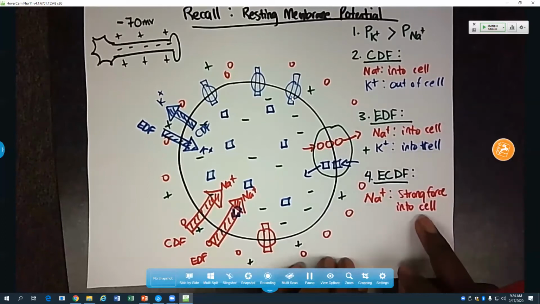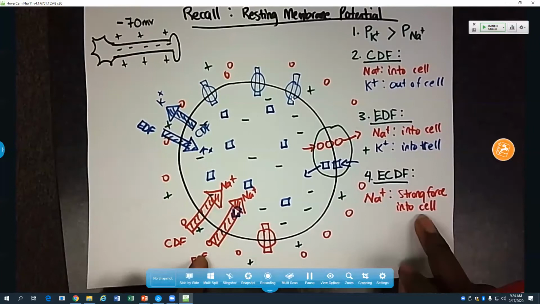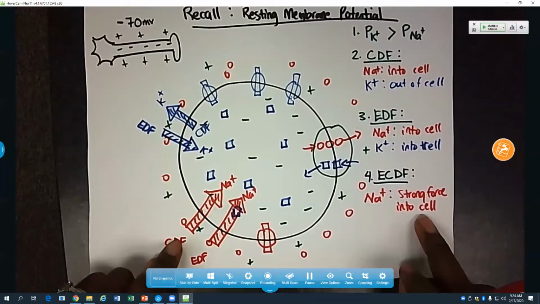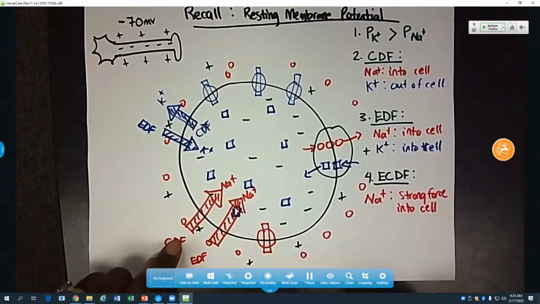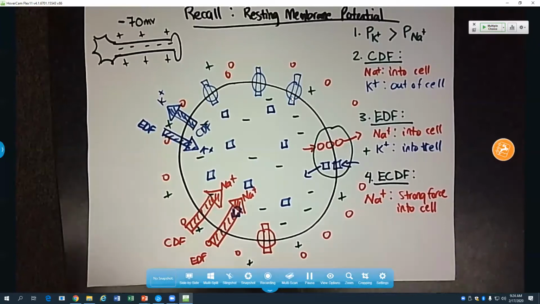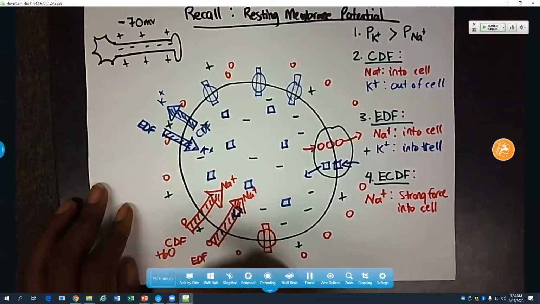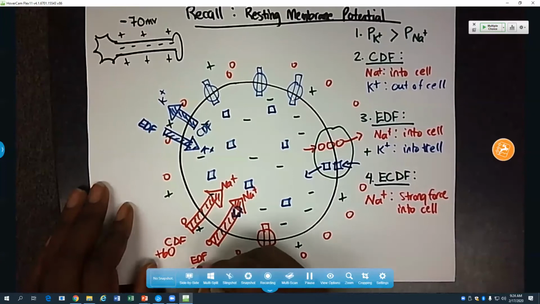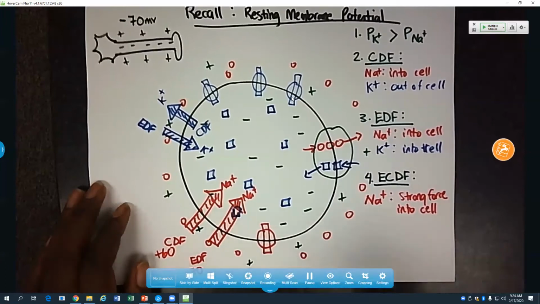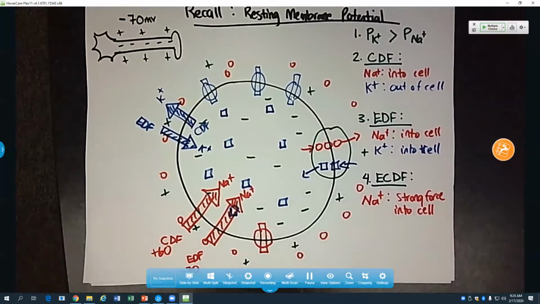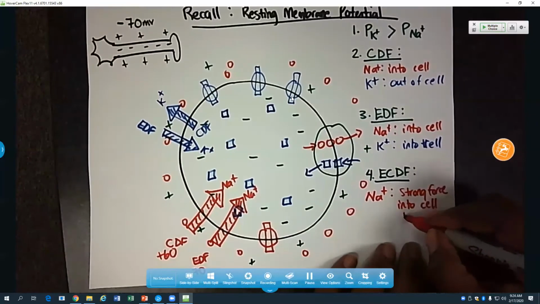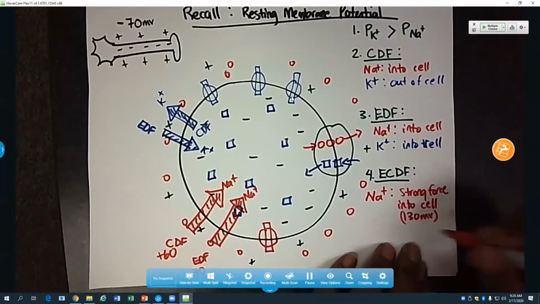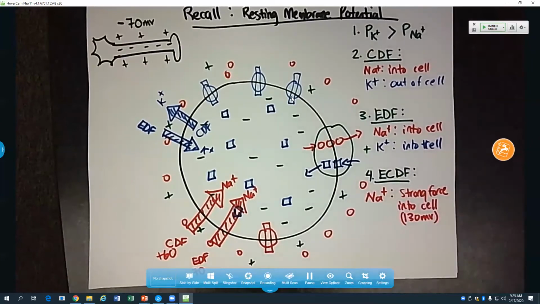And we just add those two forces, right? We add the equilibrium potential for sodium, which we said was what value? You remember that value? Positive 60. Yeah, I can go ahead and put that here. And then the EDF, which is going to be represented by the membrane potential, we said that was negative 70. And so if we add these two together, we get a very large magnitude of this force of about 130 millivolts. Okay, that's the force with which sodium wants to move into the cell.